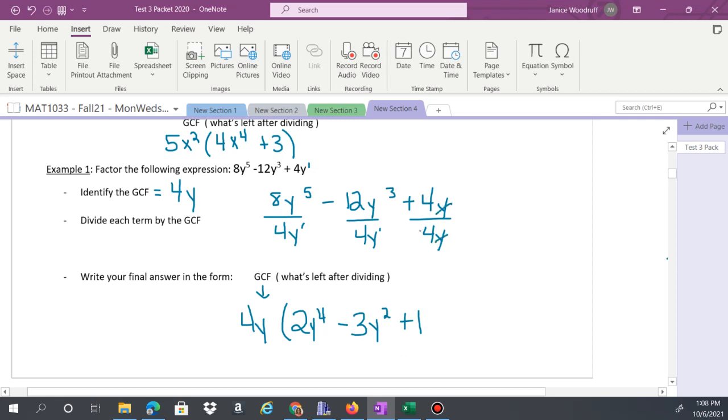Just keep in mind 4's don't cancel out. 4 divided by 4 is actually 1. So you do need a 1 there. And that's your answer. And if you want to check your answer, you do the opposite of dividing, and you would multiply.